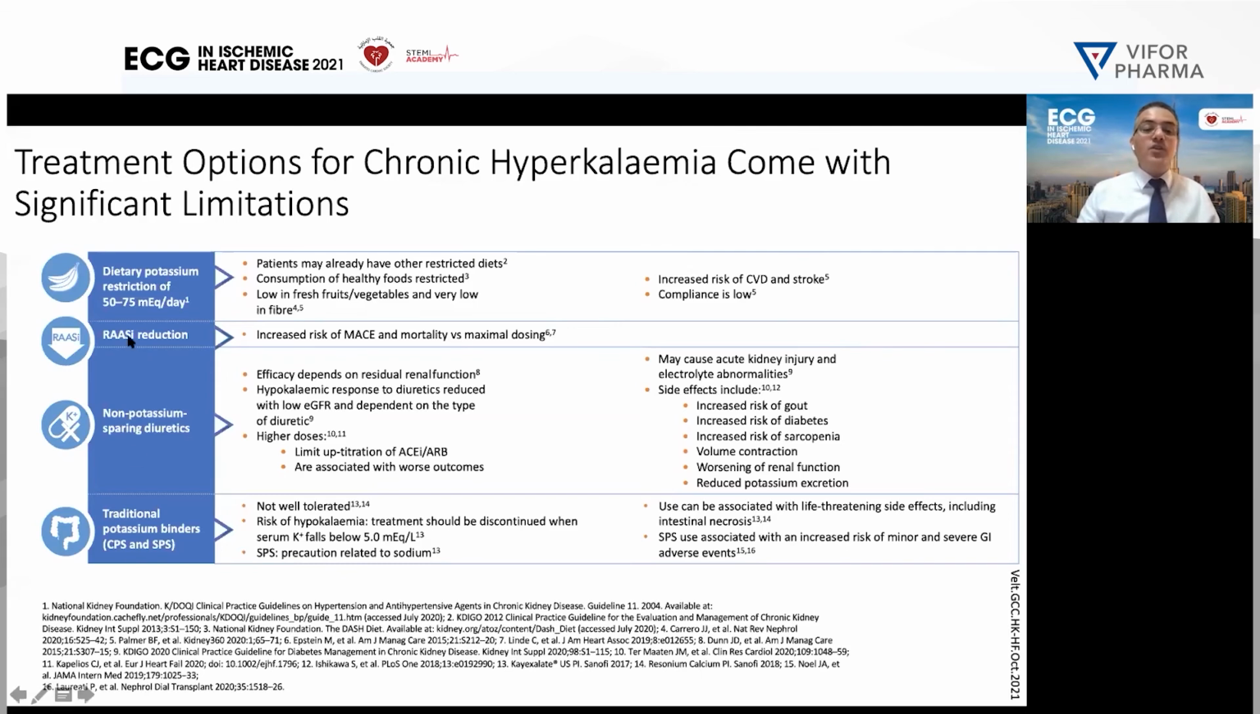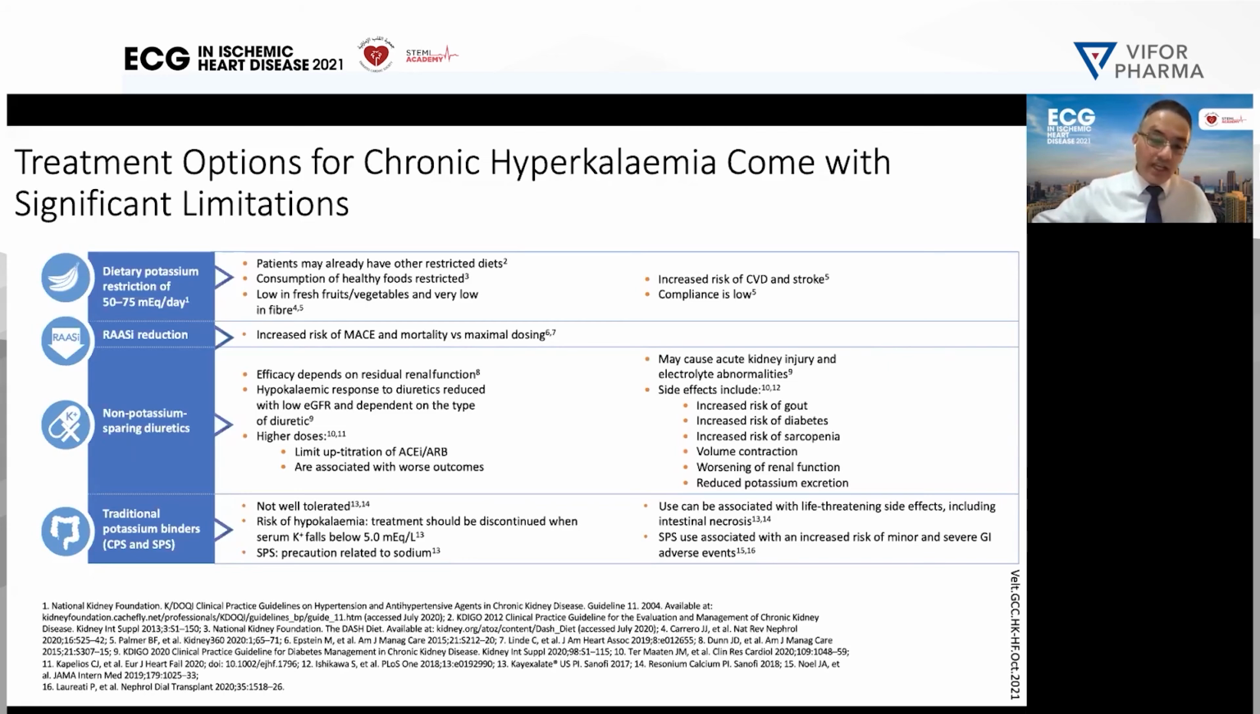To reduce the renin-angiotensin-aldosterone system inhibitors, there will be an increased risk of MACE and mortality, as we saw with the previous slides. Non-potassium sparing diuretics like the loop diuretics do have advantages and disadvantages. Over-diuresis is not good for our heart failure patients. It's also not good for patients with chronic kidney disease. You are pushing the kidney for diuresis, and this may worsen the kidney function. So it is not the absolute solution.